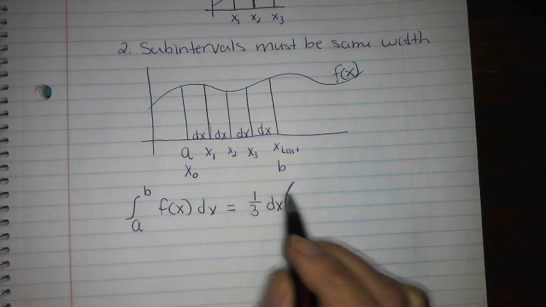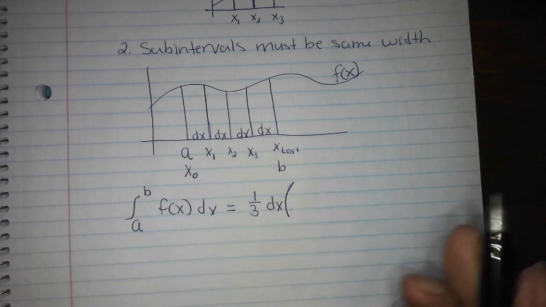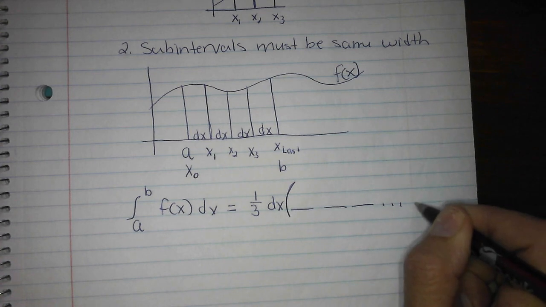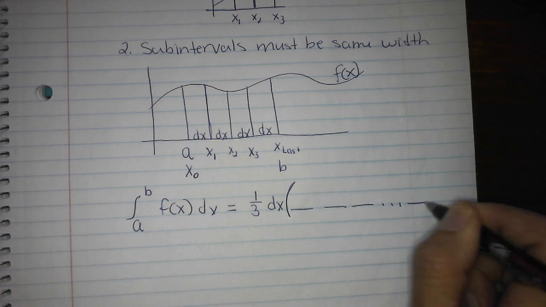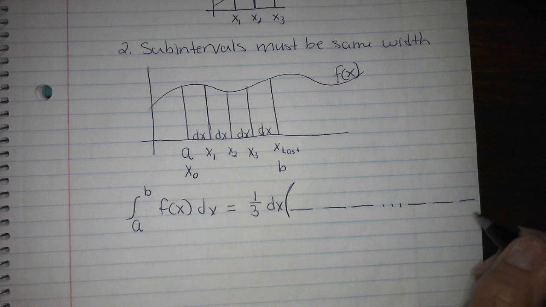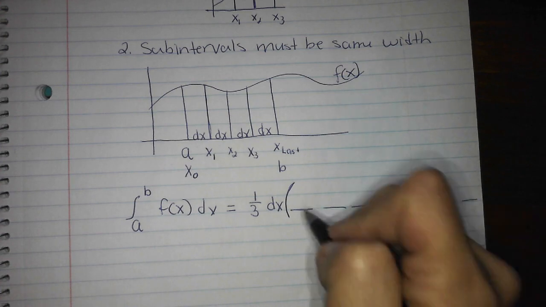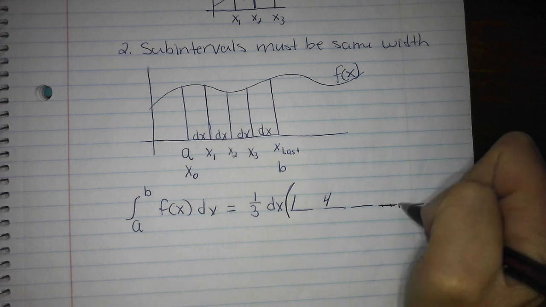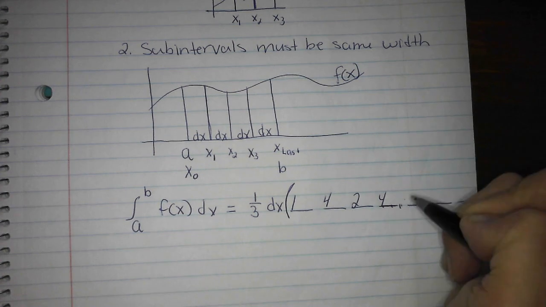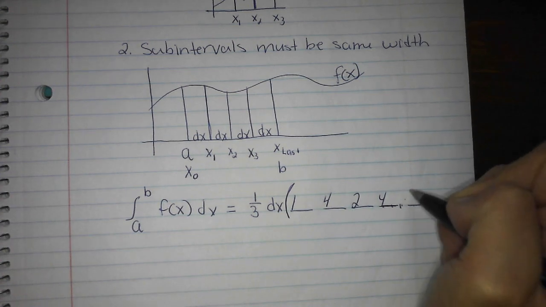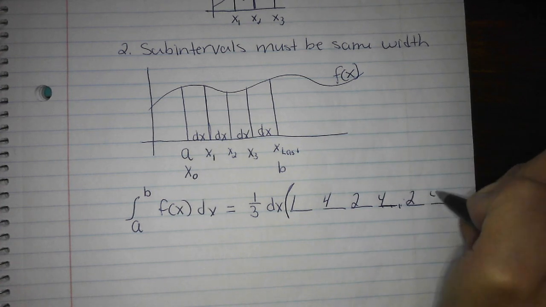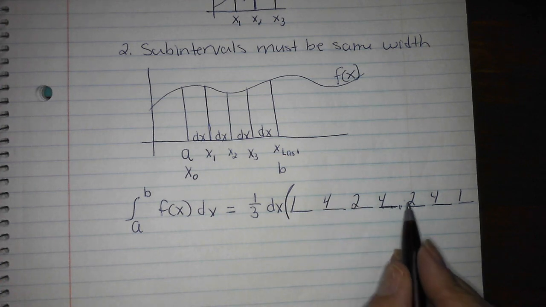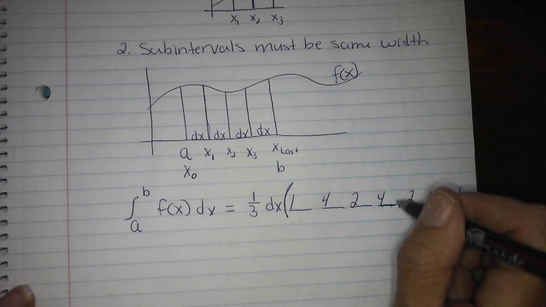You need a y value for every one of these x values. 1, 2, 3, and we'll go dot, dot, dot, all the way down to our last. The pattern starts out, and it's always the same pattern. 1, 4, then 2, 4, 2, 4, 2, 4, 2, 4, and it ends 2, 4, 1. It'll always end in that pattern. I've got a dot, dot, dot in the middle here.